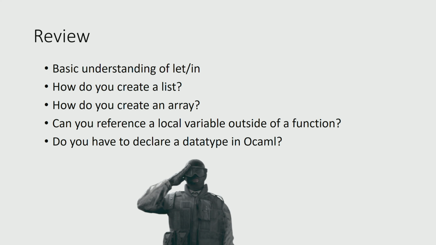How would you create a list, or how would you create an array in OCaml? Can you reference a local variable outside of a function? And then finally, do you have to declare a data type in OCaml, or does it do the dirty work for you? Hopefully you can answer those after watching this video. If not, go back and check out the video. All these are answered in this video.